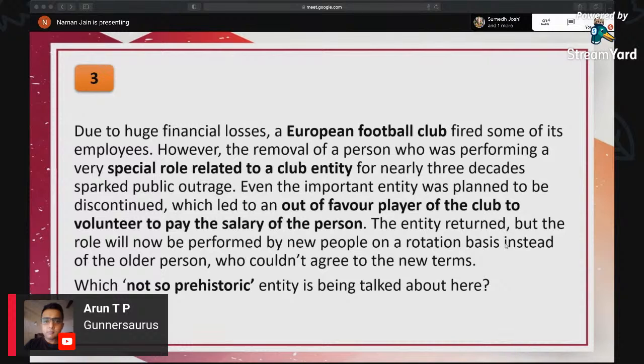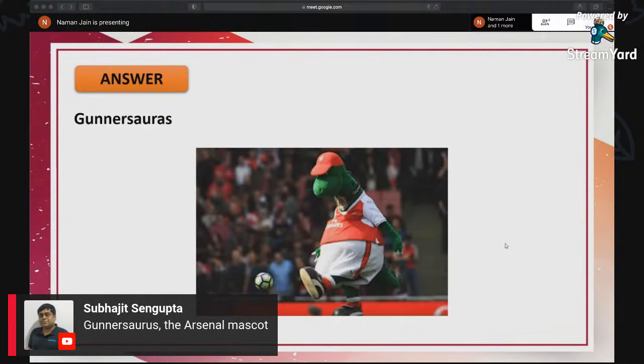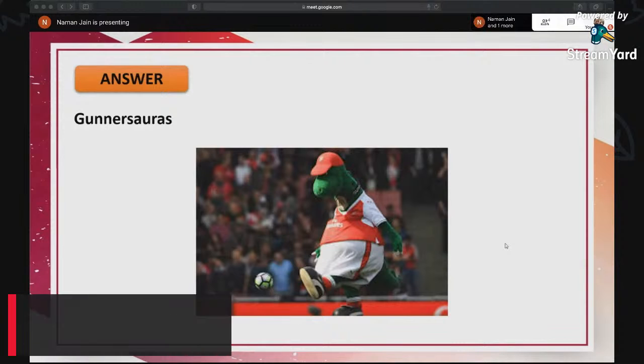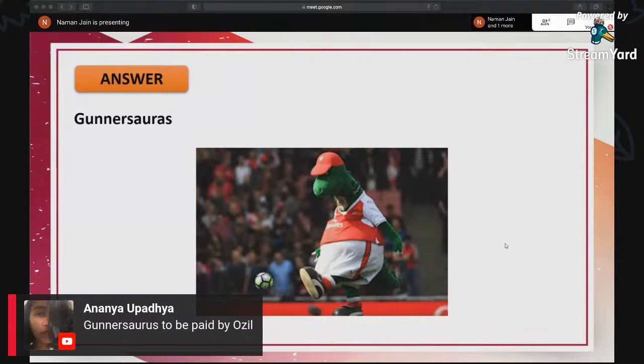Perfect answers by everyone. It is indeed Gunnersaurus. And Gunnersaurus, the person inside it, Ozil said that he would like to pay for the person's salary, but unfortunately, he is not in the role now, and it has been rotated. Yeah, Arsenal, F for Arsenal relegation says Abbas.